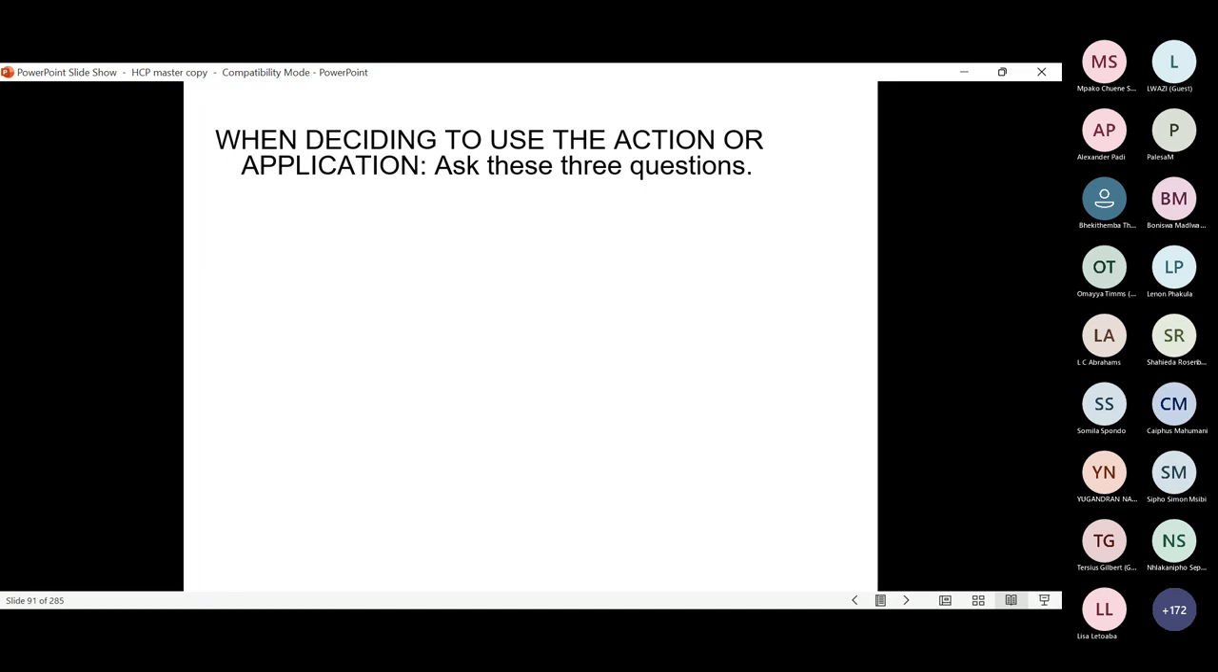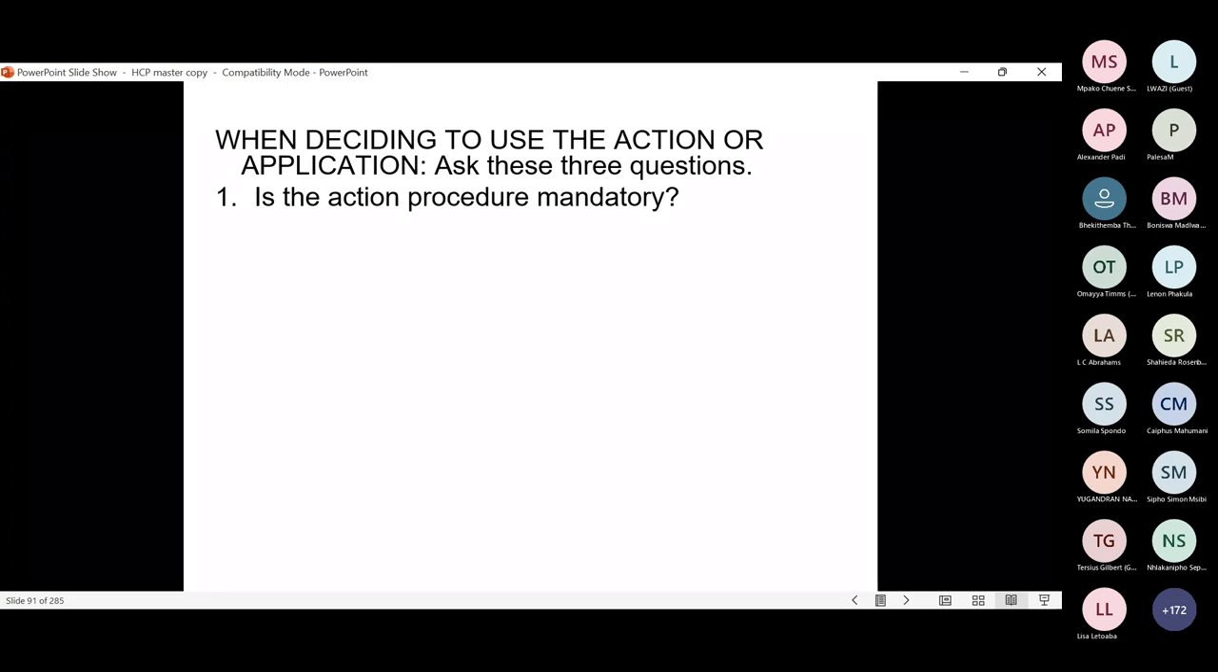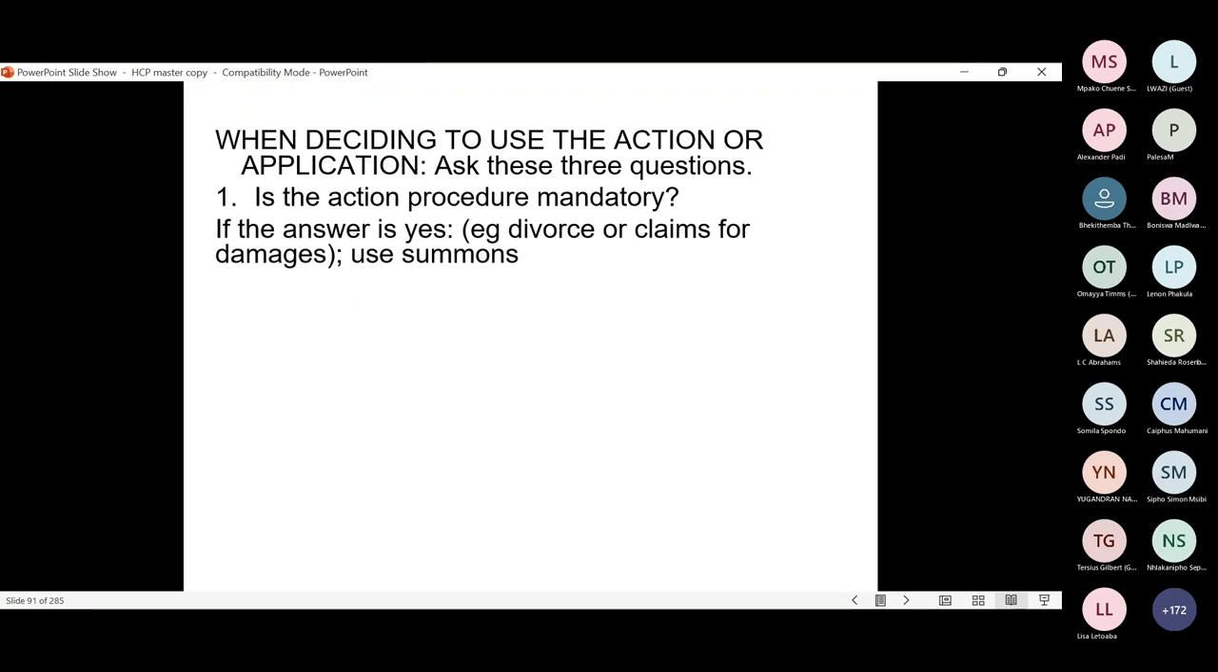Right, so the question of Amaya, I think it was, when deciding to use the action or the application, you ask yourself these three questions. The first question that you ask, is the action procedure mandatory? Now, in some instances, you can only use the action procedure, you don't have a choice, right? For example, in a divorce, you don't get a divorce application. Divorce is always an action. If a claim is for damages, you don't get an application for damages. It is always an action. Then you would use the summons. You would use the action procedure. So if the answer is yes, it's mandatory, then you use the summons procedure, right?